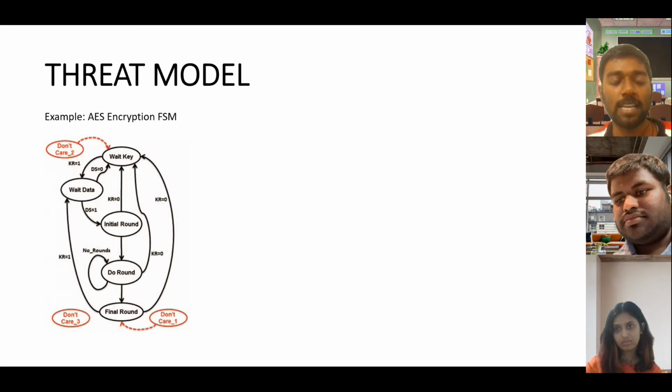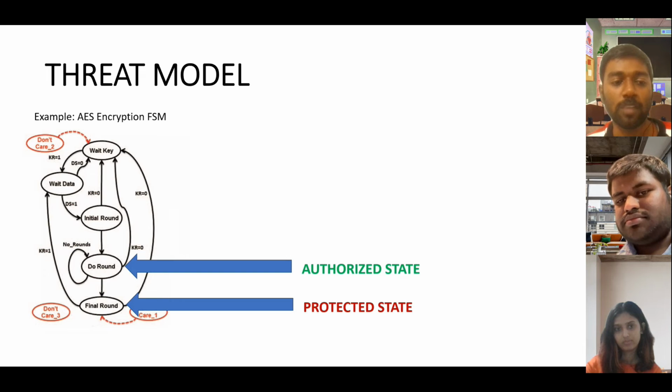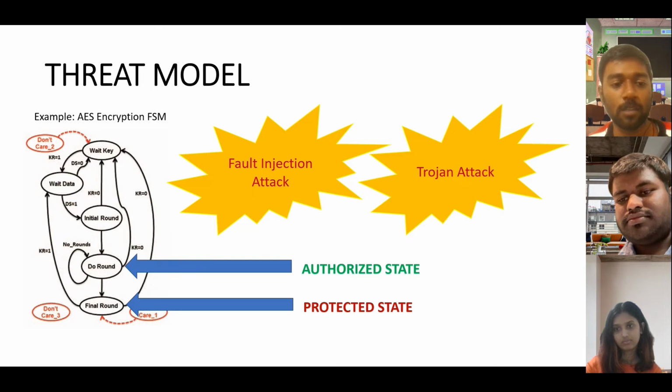Basically, in this threat model, you can see, as I discussed before, there are 5 states. These 3 states will be don't care states. This can even directly access the final round. So this final round is the protected state, and this is the authorized state, the do round. To this final round, generally only one state will have access. Other states cannot access it. But because it has don't care states, it can easily bypass that and access the final round.